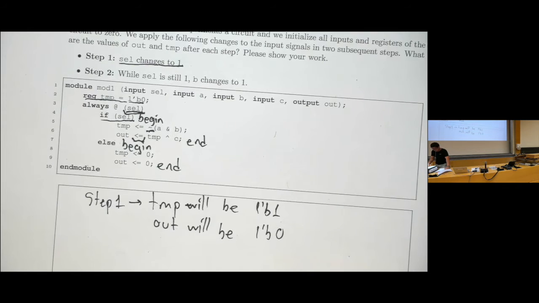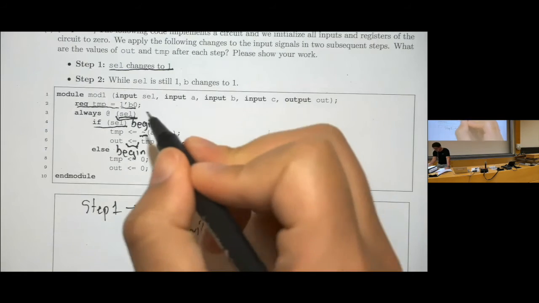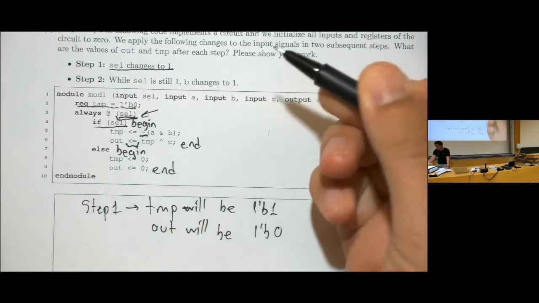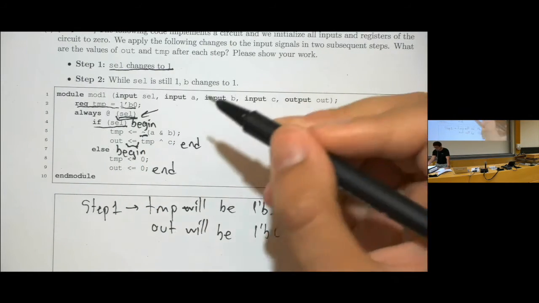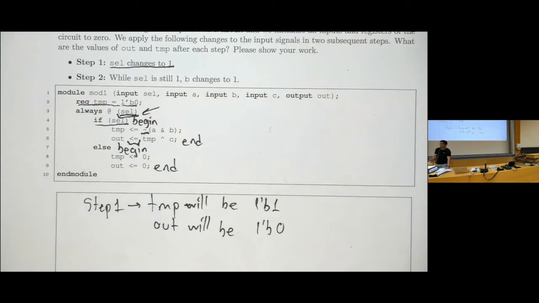Yeah, I don't think we're missing anything. So in step 2, while select signal is still 1, we change B from 0 to 1. This won't do anything, because if you check the sensitivity list of this always block, it's only sel. So this block will be executed only when the sel signal changes value. So when the value of B changes, nothing will change. The block won't execute, basically.